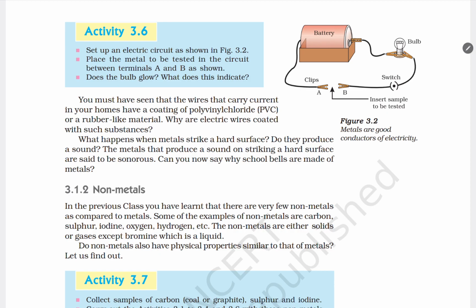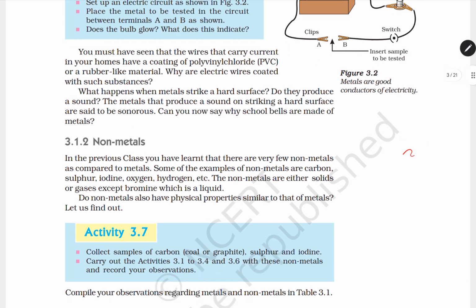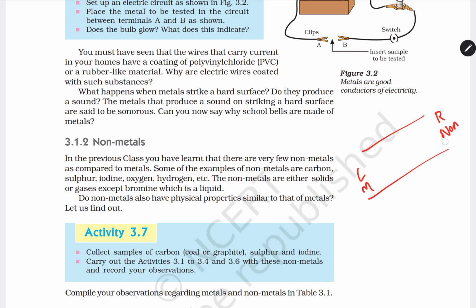All elements in the periodic table are broadly divided into metals and non-metals. The metals are found on the left and center of the periodic table. On the left corner you can observe all the metals, and on the right corner you will observe non-metals, inert gases, all those things. In between you will observe metalloids. They are neither pure metals nor pure non-metals.